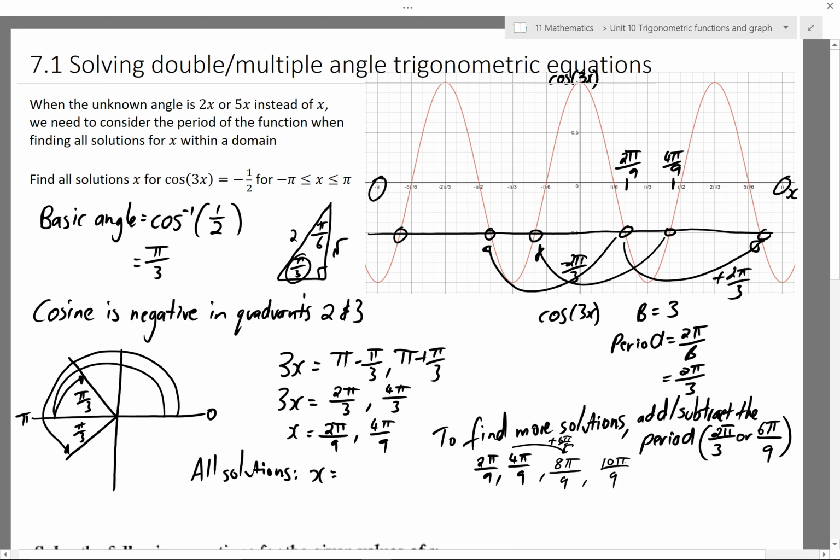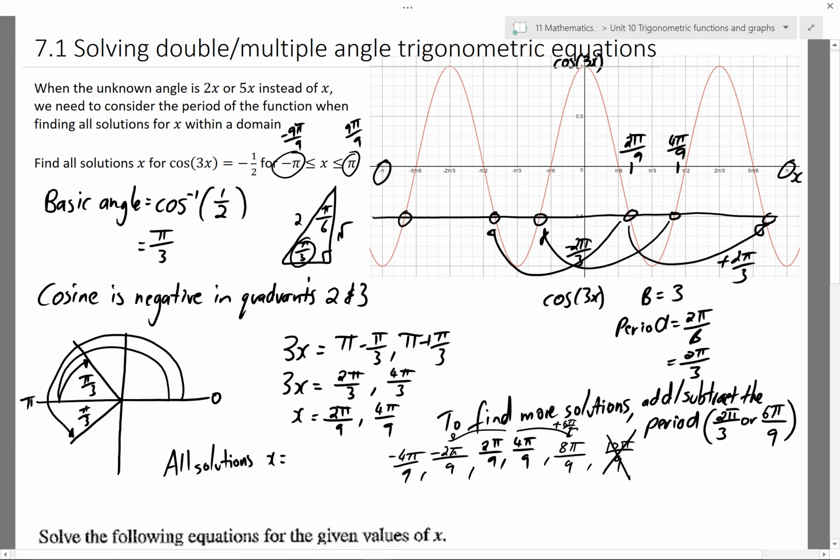Compare these to my domain. My domain was between pi and minus pi, which in fractions of 9 would be 9 pi on 9 or minus 9 pi on 9. So 8 pi on 9 was okay, but 10 pi on 9 was too big. In the other direction, we'll subtract 6 pi on 9, subtracting it from both of these in turn. So first from 4 pi on 9, if I subtract 6, I'll get minus 2 pi on 9. And subtract it from 2 pi on 9, I'll get minus 4 pi on 9. Check it against my domain. Yep, they're both good.